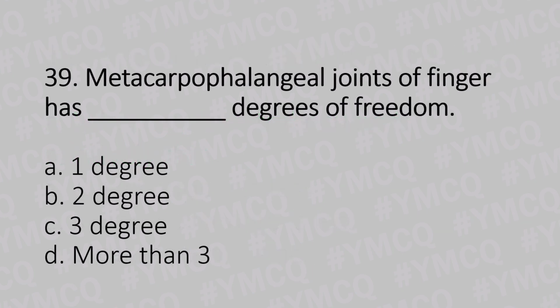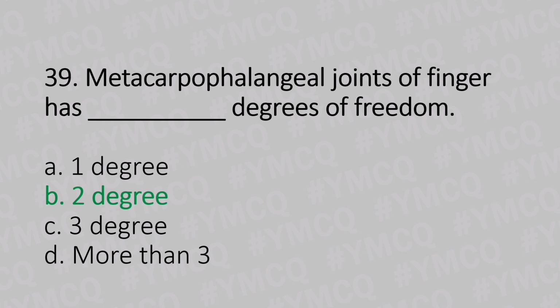Moving to our 39th question, metacarpophalangeal joint of the finger has dash degree of freedom. Option A, 1 degree of freedom. Option B, 2 degree of freedom. Option C, 3 degree of freedom. Option D, more than 3. And the answer is option B, 2 degree of freedom.